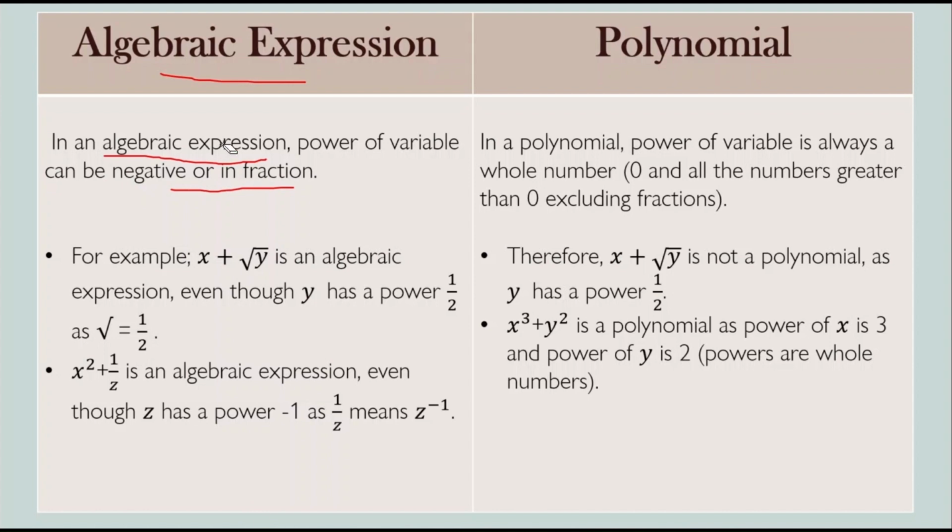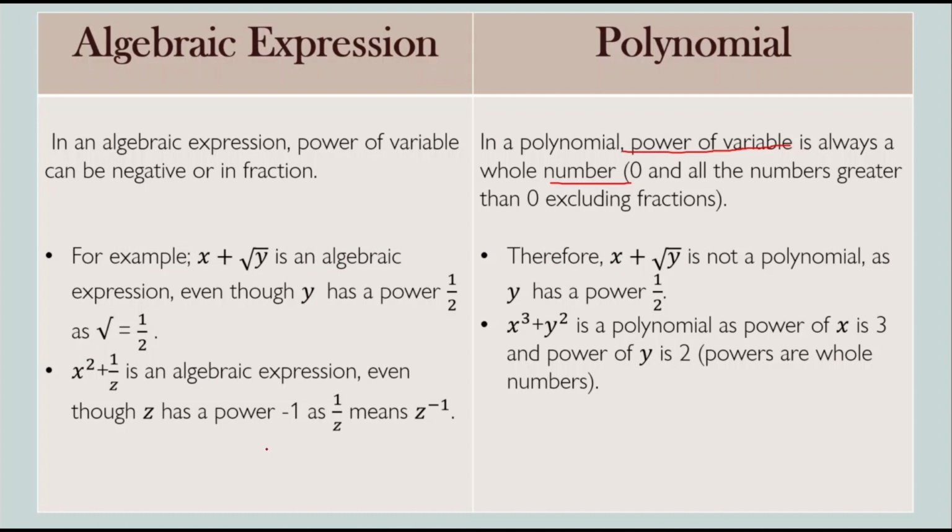But the difference in a polynomial is that the power of a variable would always and always be a whole number. What do I mean by a whole number? Whole number means it could be 0 or any number greater than 0, and those numbers will not contain fractions. So all the numbers greater than 0, equal to 0, excluding fractions, can be the power of a variable in a polynomial, right?